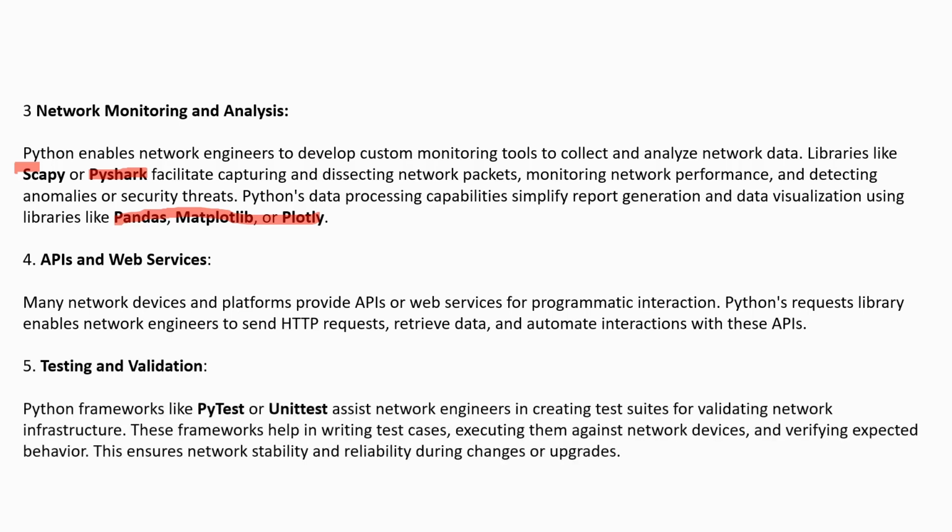Testing and validation. Python frameworks like PyTest or unittest assist network engineers in creating test suites for validating network infrastructure. These frameworks help in writing test cases, executing them against network devices, and verifying expected behavior. This ensures network stability and reliability during changes or upgrades. So in case you're doing any upgrade of a device and you want to know where the network is before and after the upgrade, whether everything is fine or not, you can use these libraries, and that can help you achieve your task.